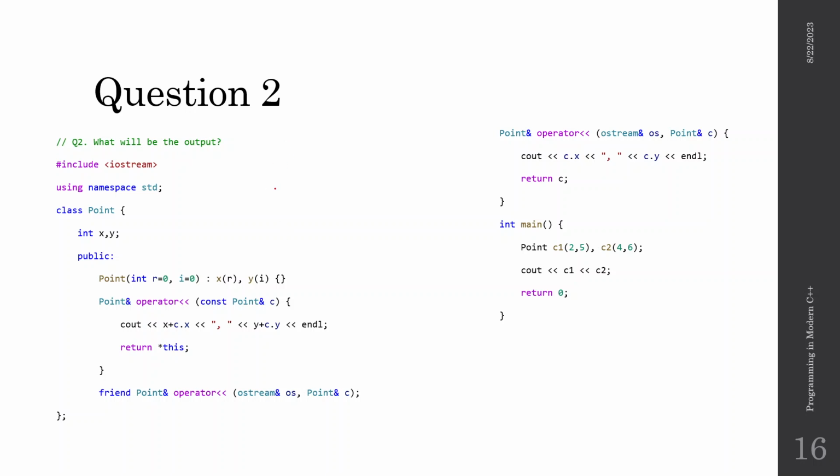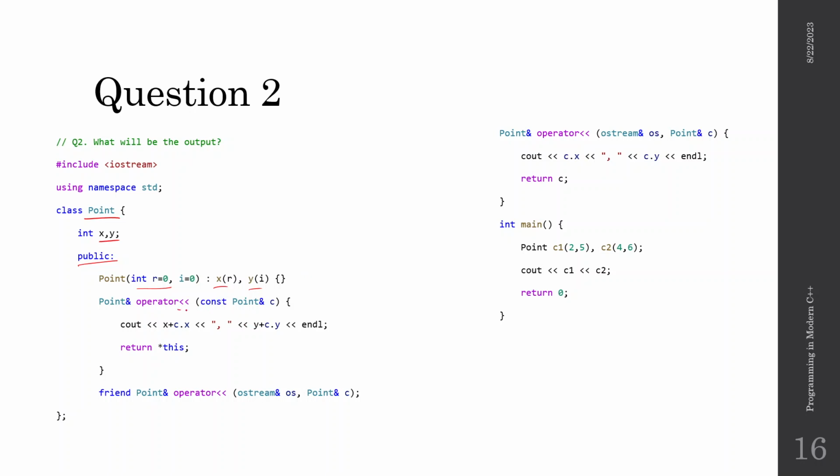Okay, now I'll discuss this question. Basically here we are defining a class called point with two private data members x and y. Then in the public access specifier we have a constructor that sets the values of x and y with r and i. It takes two arguments r and i and sets them.